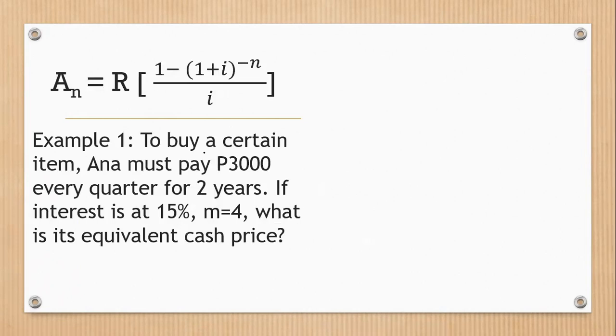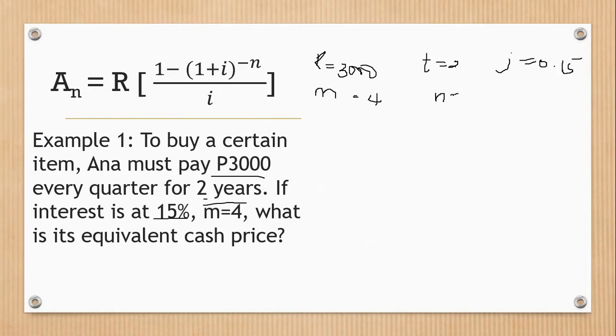Example number 1: To buy a certain item, Anna must pay 3,000 every quarter for 2 years. If interest is at 15%, m is 4. What is the equivalent cash price? So the 3,000 there is the R, the periodic payment. Then 2 years is the time in years, which is 2. 15% is j, or 0.15. Then m is 4, compounded quarterly.